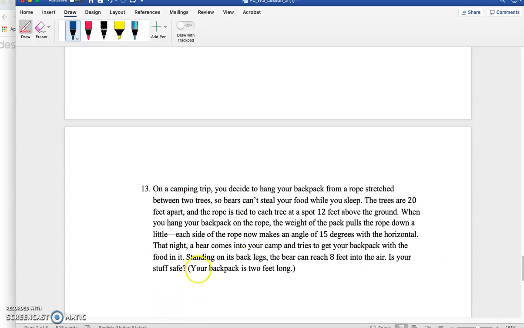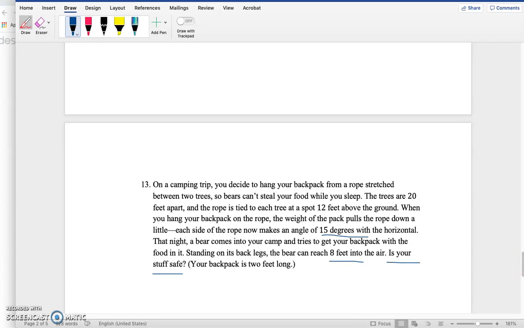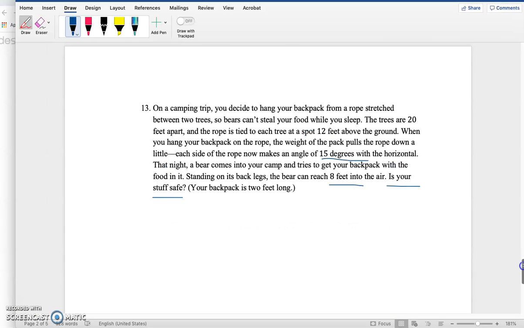Number 13, on a camping trip, you decide to hang your backpack up. Is your stuff safe? When you hang it up on a rope, each side of the rope makes an angle of 15 degrees with the horizontal. Then a bear comes into your camp and tries to get your backpack with the food in it. Staying on his back legs, he reaches 8 feet. You're going to have to see, is he taller than your backpack, or is all your food gone after he eats it?